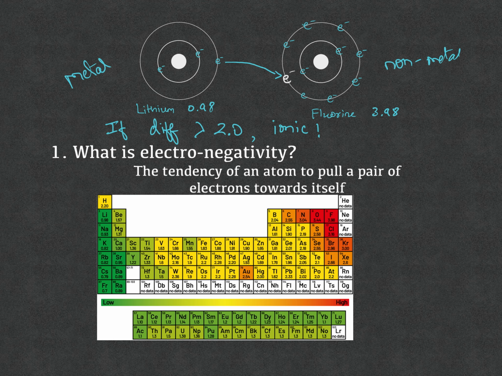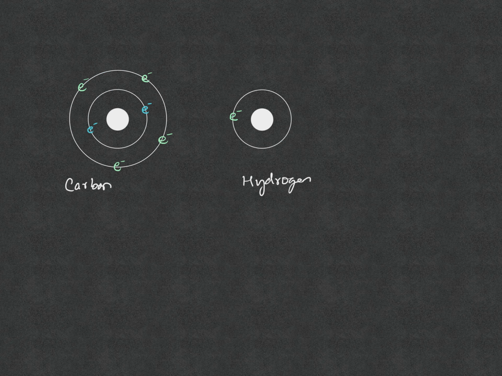On the other hand, if oxygen and chlorine share electrons, then oxygen is 3.44 and chlorine is 3.16. That's a pretty small difference in electronegativity. So this type of bond will be a non-polar covalent bond.